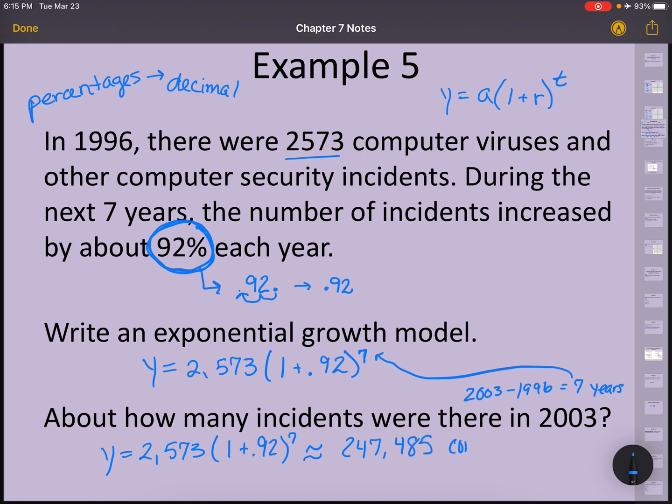247,485 computer viruses. So make sure you label what's going on, because just that number doesn't tell what application we're using it for. Okay, money, bacteria, population, computer viruses.